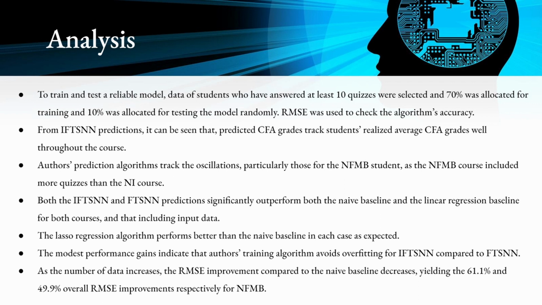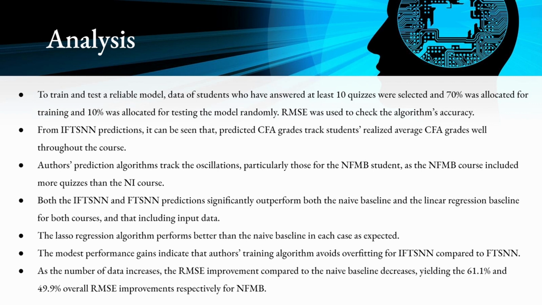Anticipated CFA grades closely resemble students' actual CFA course grade distribution. The authors' prediction system tracked the oscillations, notably those for the NFMB students, because the NFMB course contained more assessments than the NI course. For all courses and including input data, the IFT-SNN and FT-SNN forecasts outperformed the naive and linear regression baselines by a wide margin. As anticipated, the lasso regression method outperforms the naive baseline in every instance.